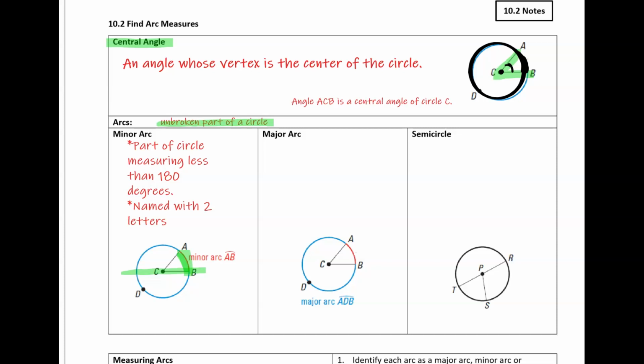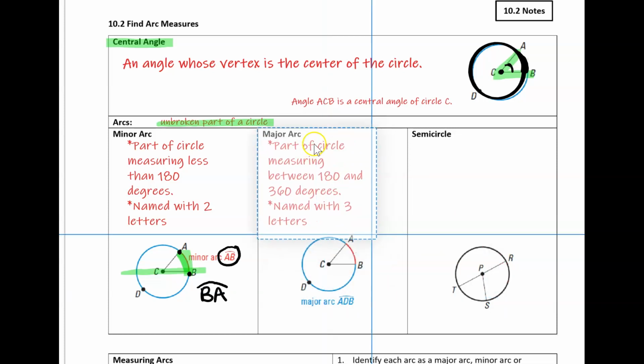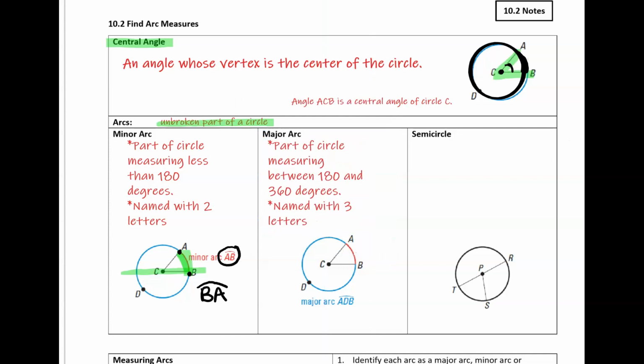Now, the next thing I need you to notice is how we label minor arcs. So you label the two letters, the start and the finish, AB. This one could also be BA, and you just put an arc over it. Now, moving on to what a major arc is going to be. A major arc is part of the circle measuring between 180 degrees and 360 degrees. It is named with three letters. Now here you can see major arc ADB. That's three letters now. So now it's ADB.